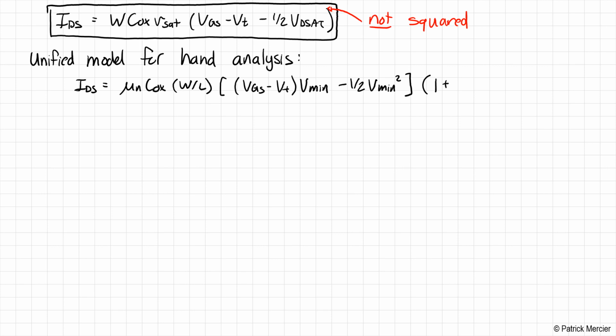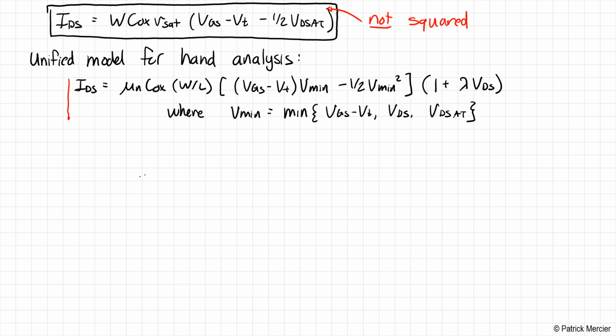And then I'm going to include the channel length modulation parameter here as well for completeness. Okay, so far this actually kind of looks like, if Vmin were equal to VDS, this would be identically the linear regime formula. So we can say where Vmin is equal to, as the name implies, the minimum of these parameters: either VGS minus VT, or VDS, or VDsat. Okay, so maybe let me box this in red here.